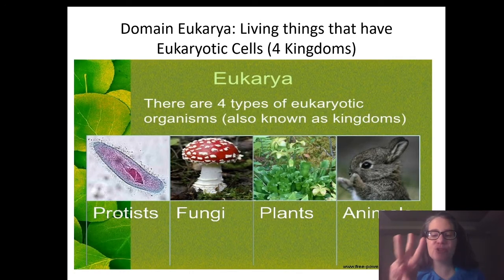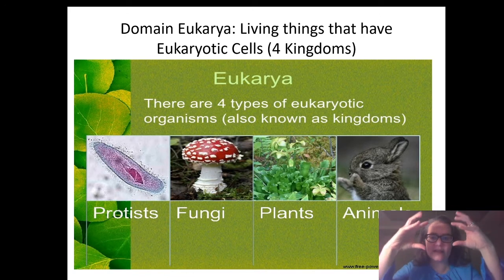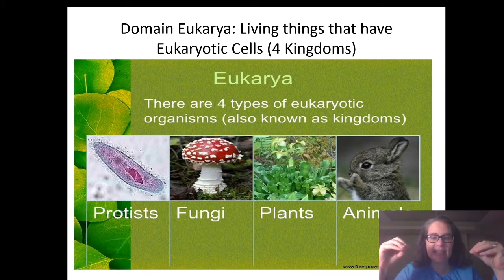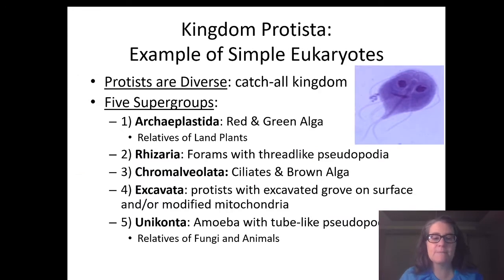Now, if we look at our third domain, we have domain eukarya. In our classification system, domains then become separated into kingdoms. And domain eukarya is separated into 4 kingdoms: protists, fungi, plants, and animals. I want to talk through the differences between these particular groups. Kingdom Protista is a catch-all group. It contains things like amoebas and paramecium and all of your algae. So these are things that you've probably heard of.